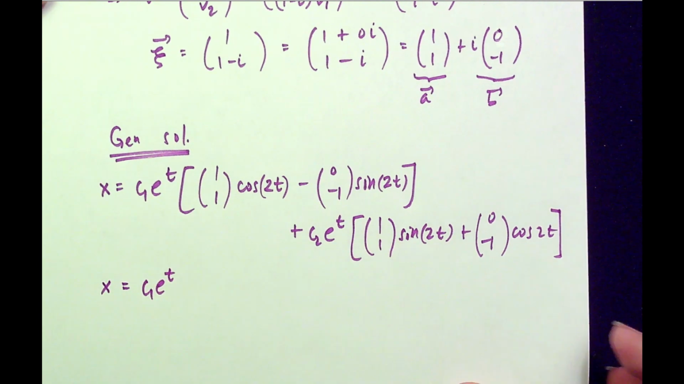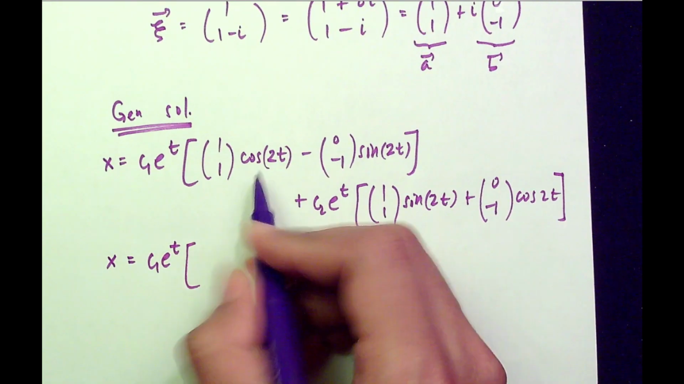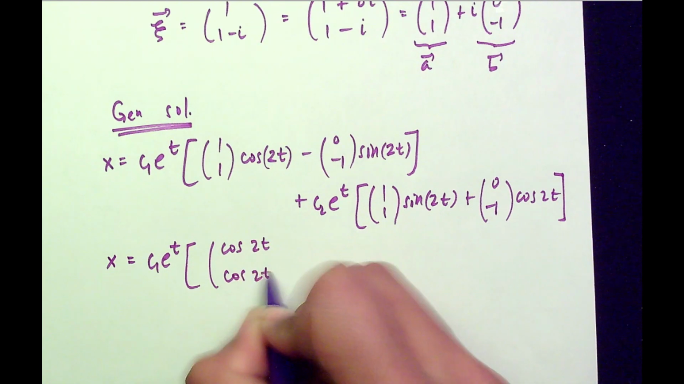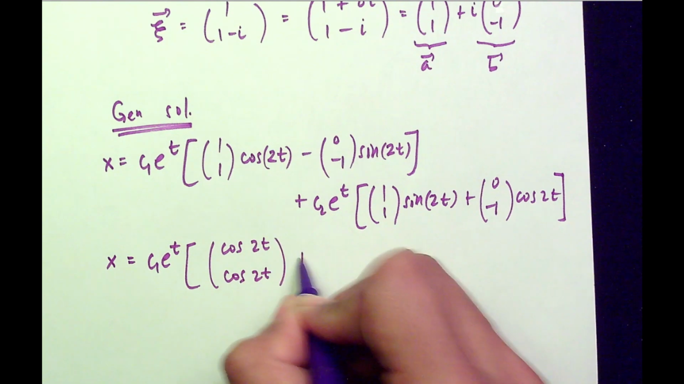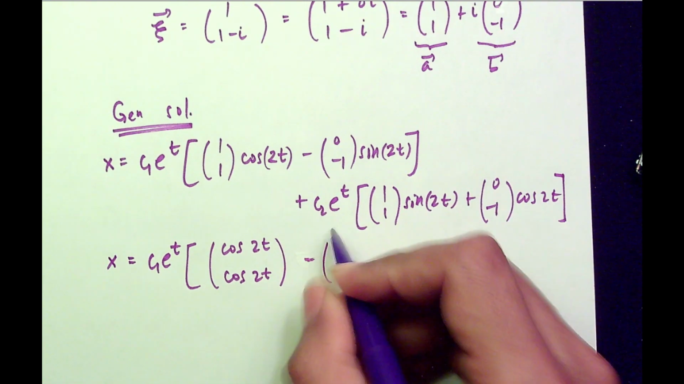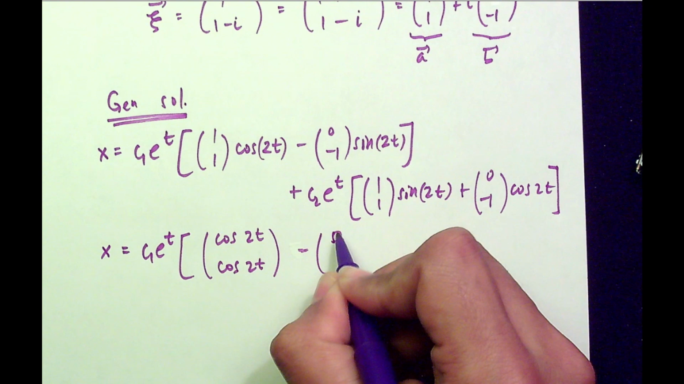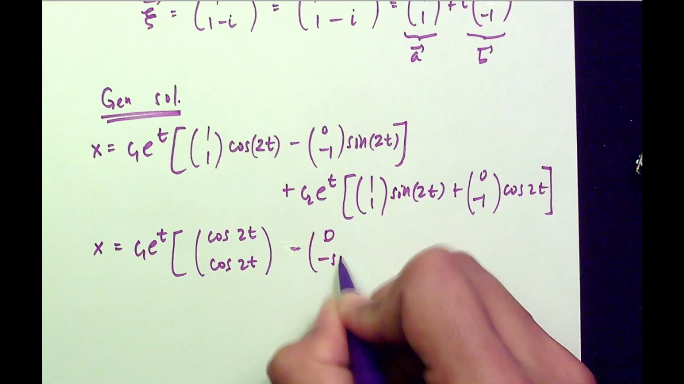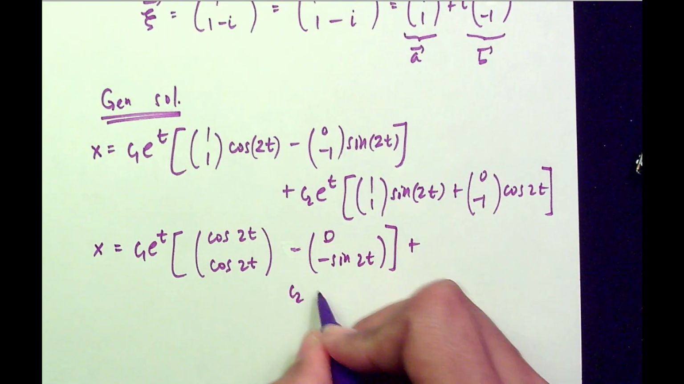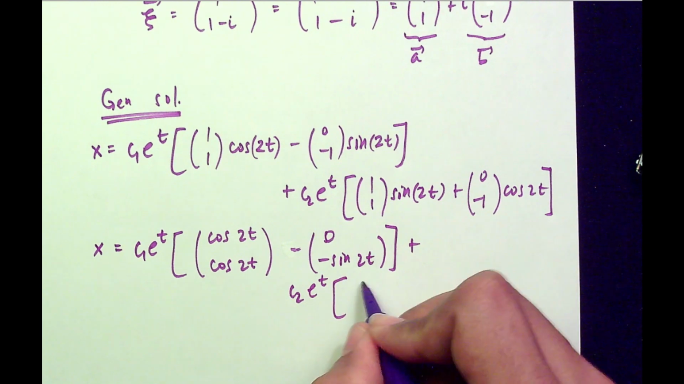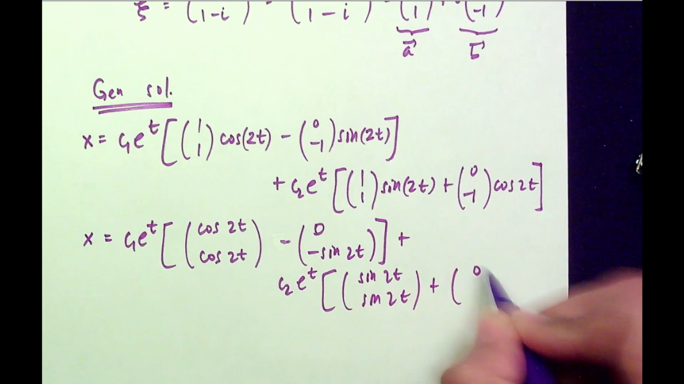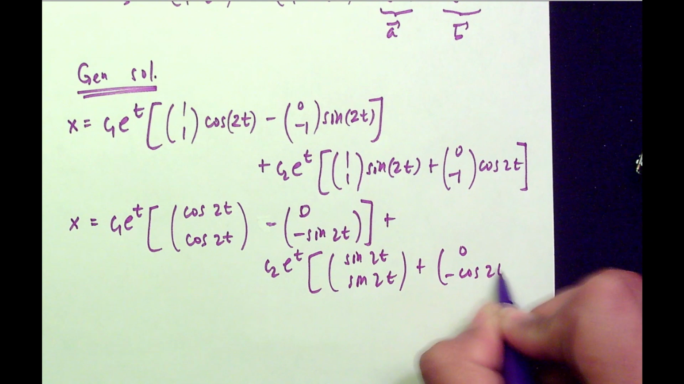This is e to the t. So distribute the cosine. This is cosine of 2t, cosine of 2t, minus distributing the sine, so that would be 0. 0 times sine of 2t is 0, and then minus sine of 2t, plus c2 e to the t. Distributing the sine, this is sine of 2t, sine of 2t plus 0, negative cosine of 2t.